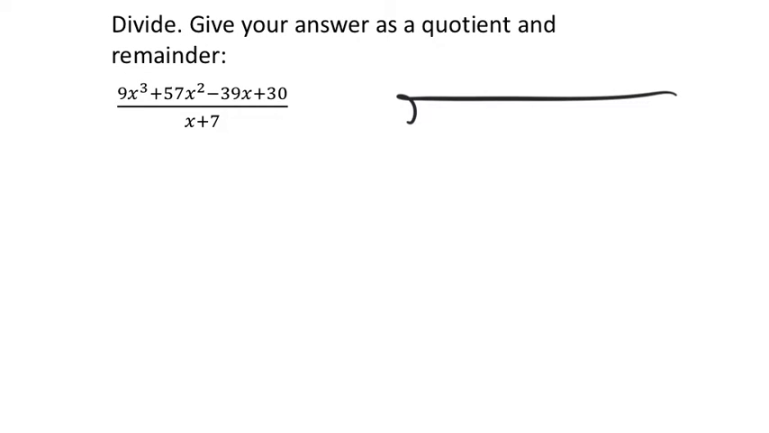That's not my worst, so I'm going to keep it. So my numerator goes inside my long division symbol: 9x to the power of 3 plus 57x to the power of 2. Oh, by the way, this one's already set up in descending order for us. Thank you for that. Minus 39x plus 30. And this is being divided by x plus 7.